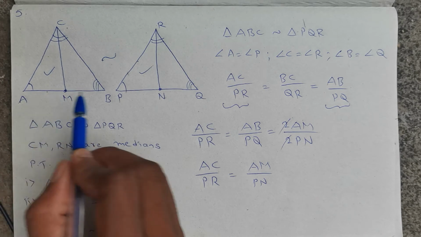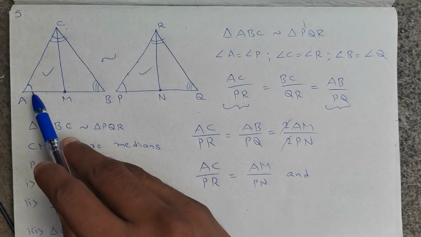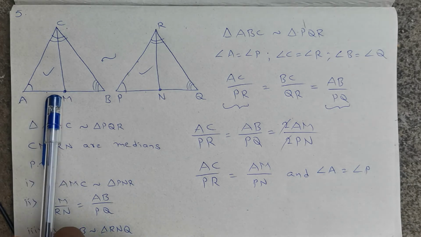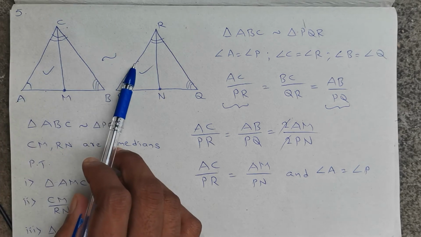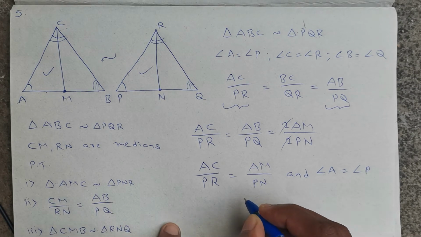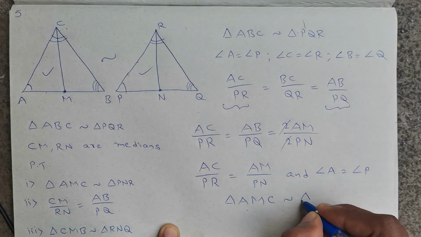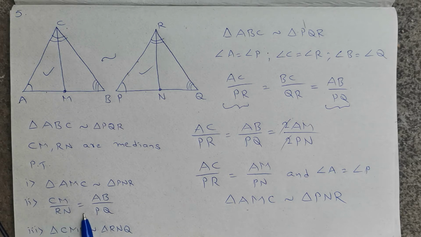This base is half the base. And we have one more also, that is angle A is equal to angle P. Now for the first triangle as well as the second triangle, if you observe these left parts, AC by PR is equal to AM by PN as well as angle A is equal to angle P. So we can conclude triangle AMC is similar to triangle PNR. So first answer completed.